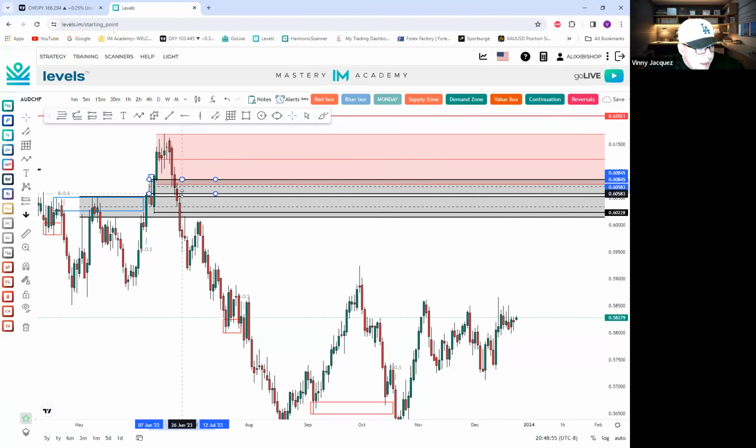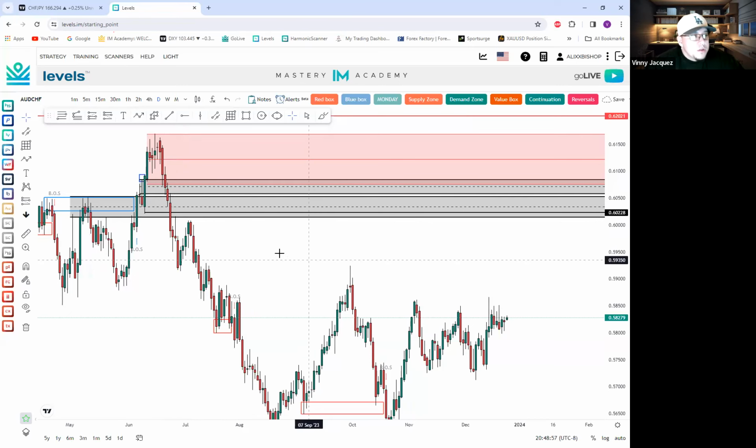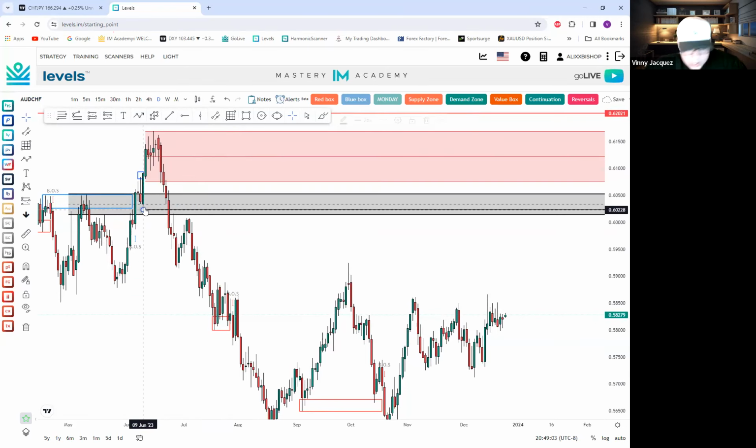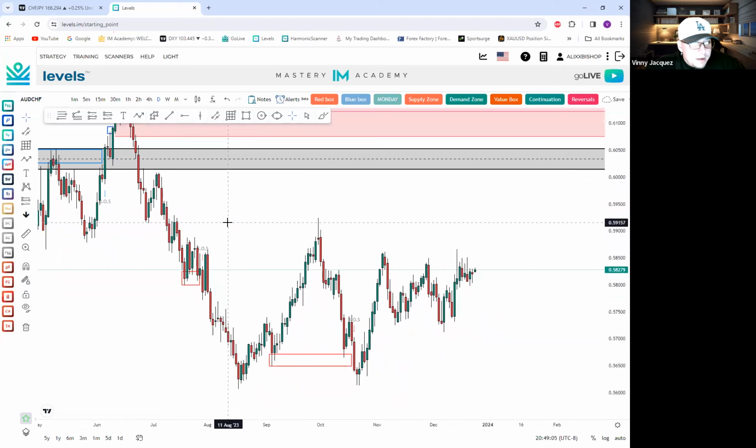The zone is not bad. Either one of those is not bad. Let's see. Let's just delete that. We'll keep it clean. We'll keep everything clean as of right now.